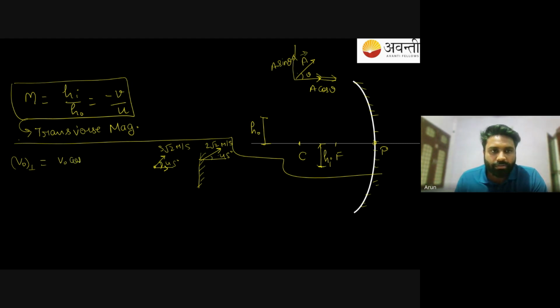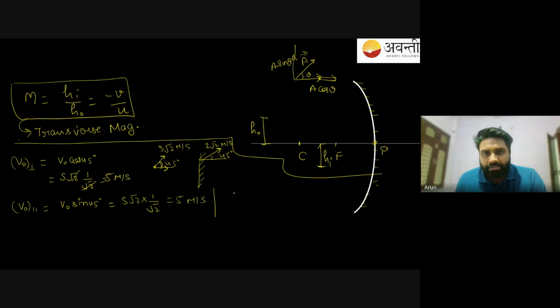It is VO cos 45. Put the value of VO, it is 5 root 2. Cos 45 is 1 by root 2. It will be 5 meter per second. So the velocity of the object parallel is again VO sin 45. So 5 root 2 multiplied by 1 by root 2, which is 5 meter per second.